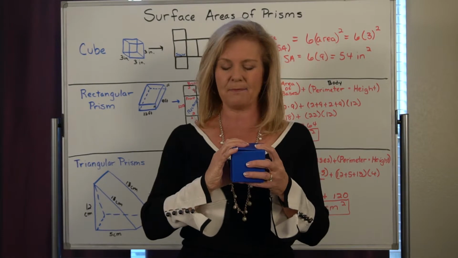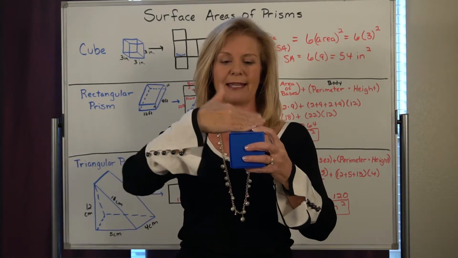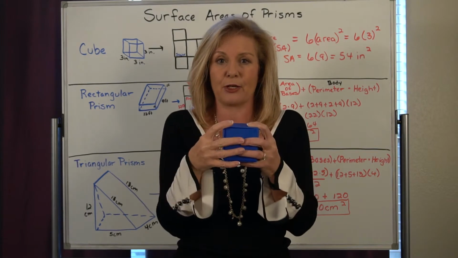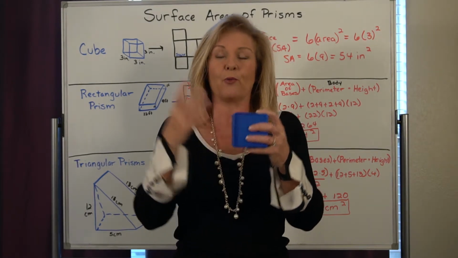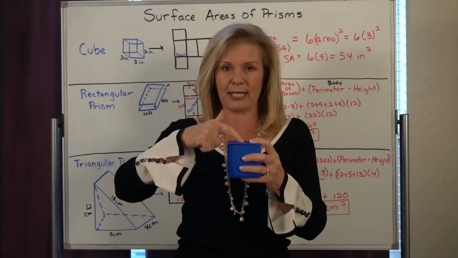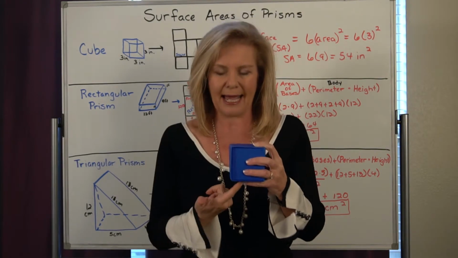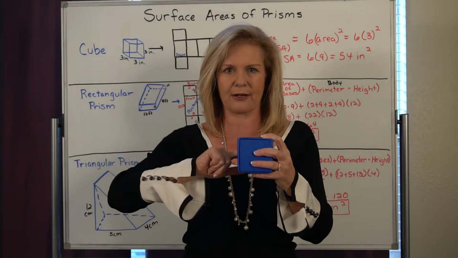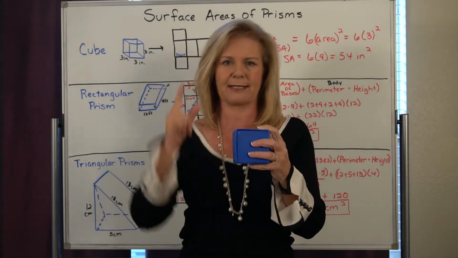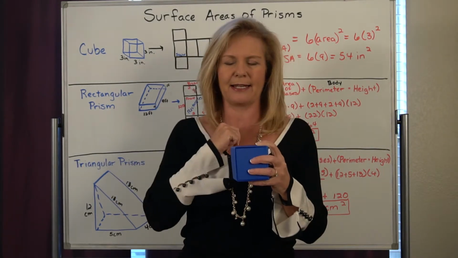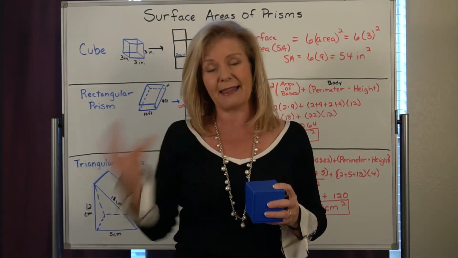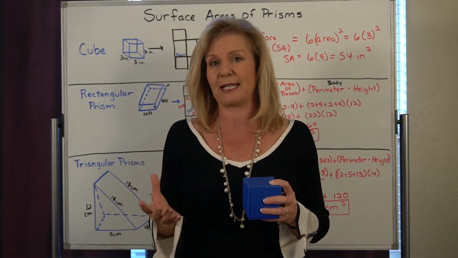So what does that mean? Well, it means that we're going to calculate the area of all the sides and add them together into one piece. Now, we could calculate the area of the top, add it to the area of the bottom, add it to the area of the front, add it to the area of the back, add it to the area of the side, and add it to the area of the side. But that's very long and cumbersome, and it allows us some opportunities to make some mistakes.